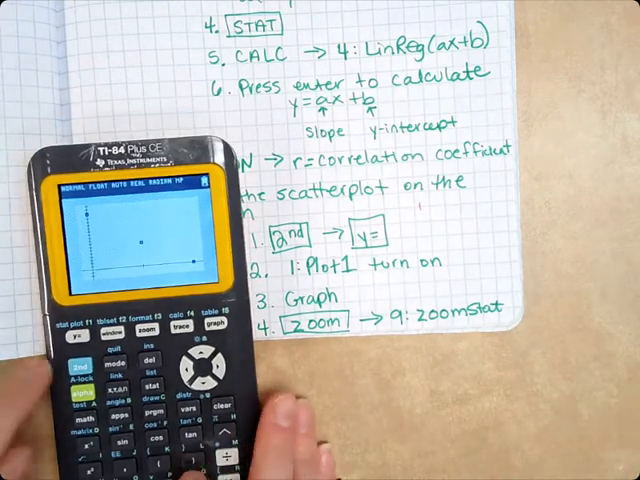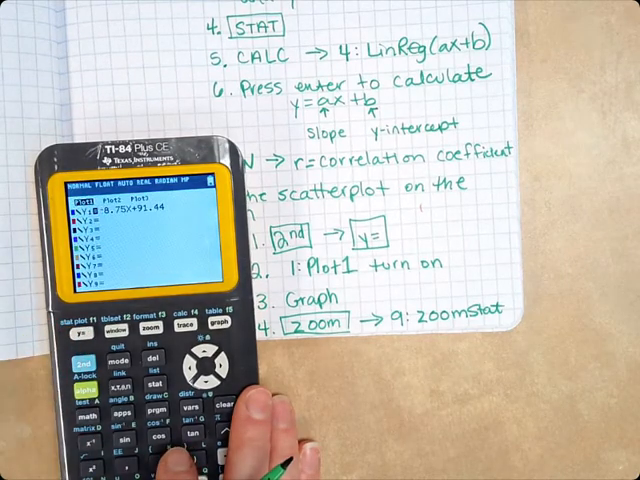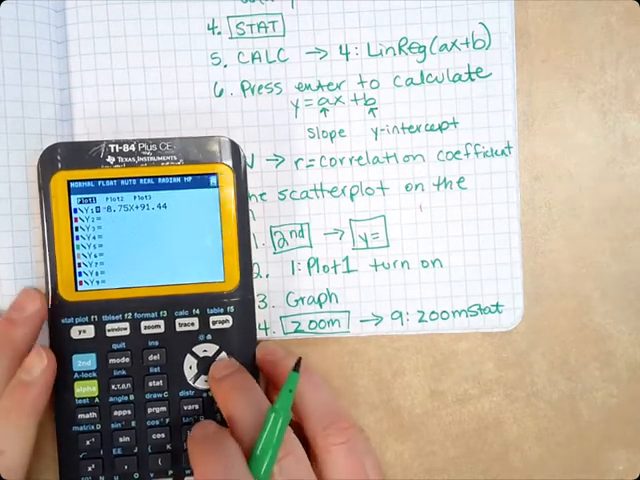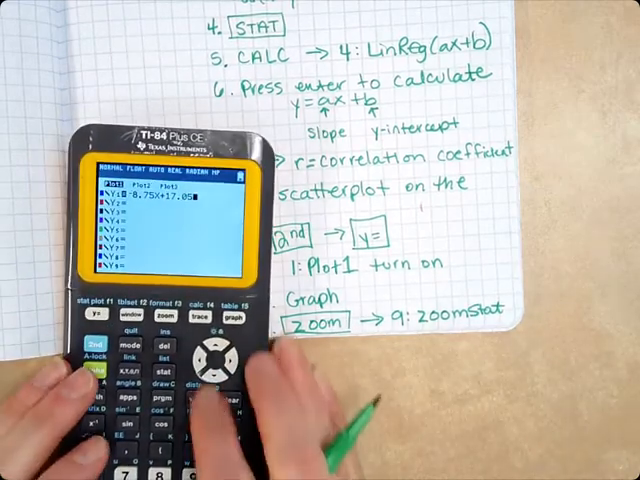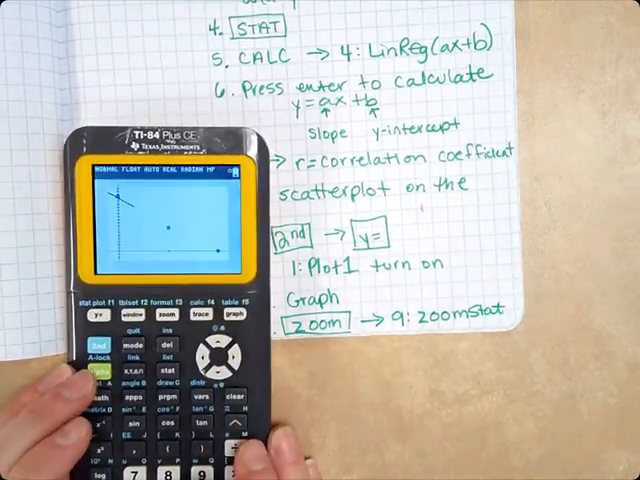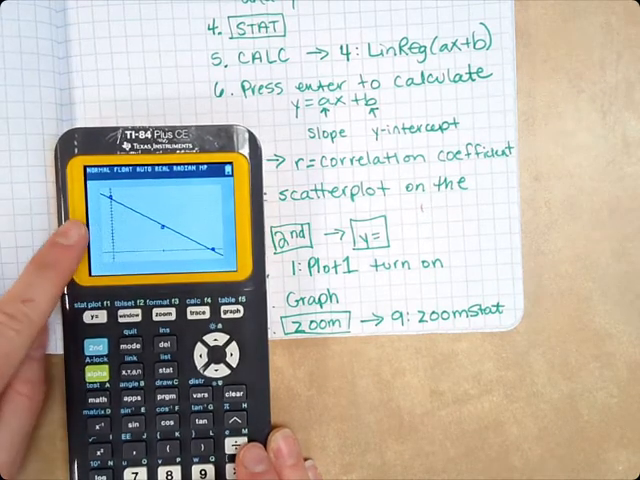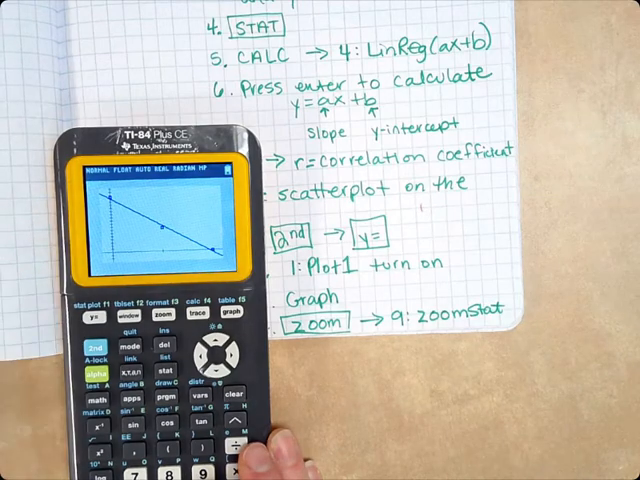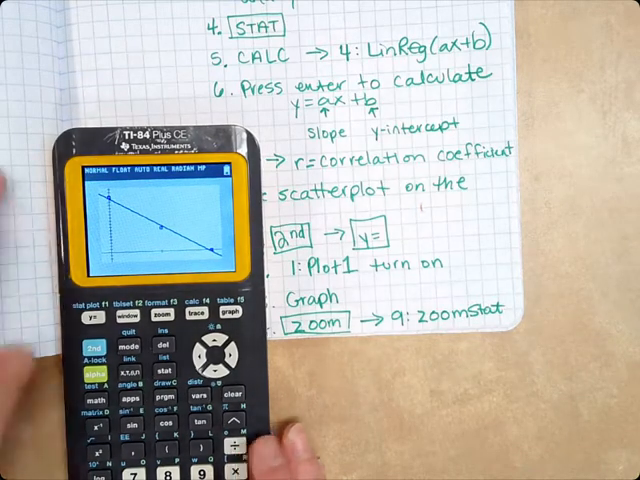If I find my linear regression equation and I want to put it into y equals, I think this was actually 17.08. Here is a graph with the line on top. So how close is that scatter plot to the linear regression equation? It's pretty good. Yep, it's pretty close.